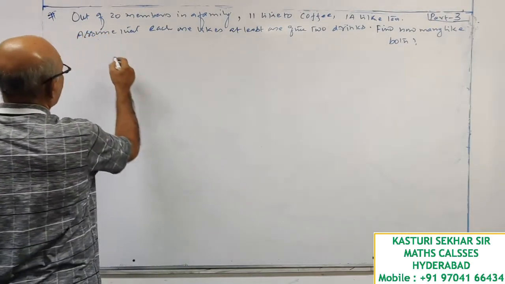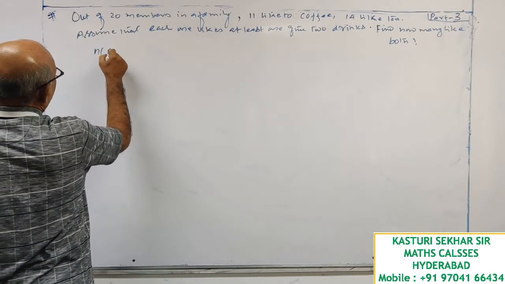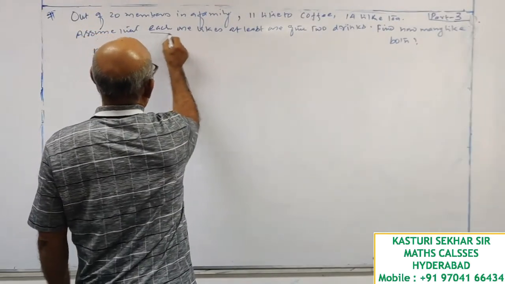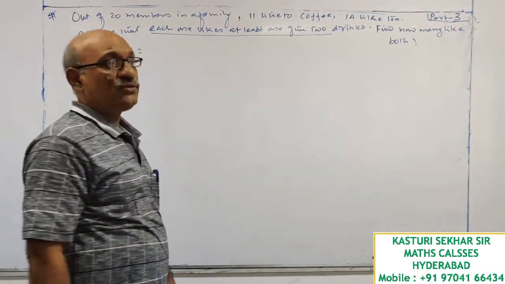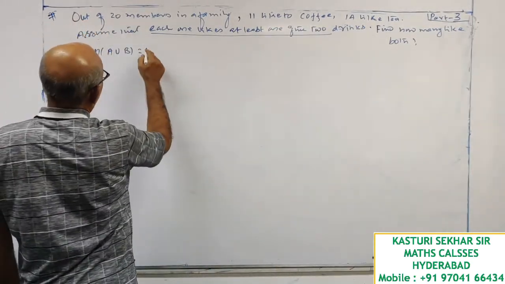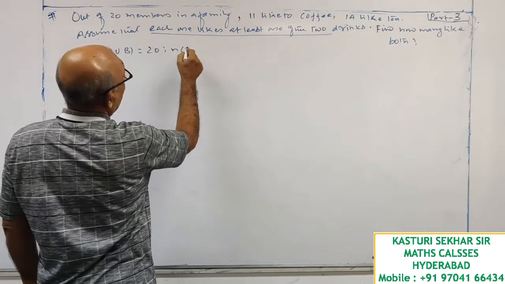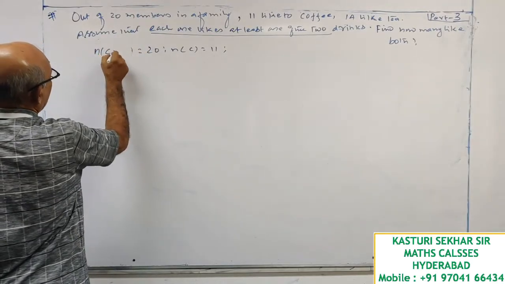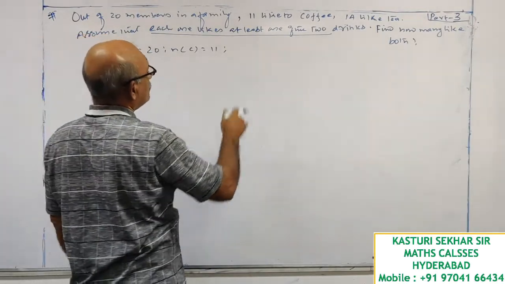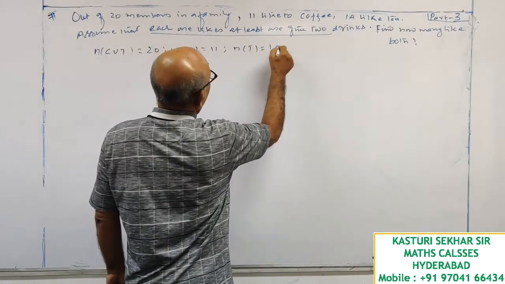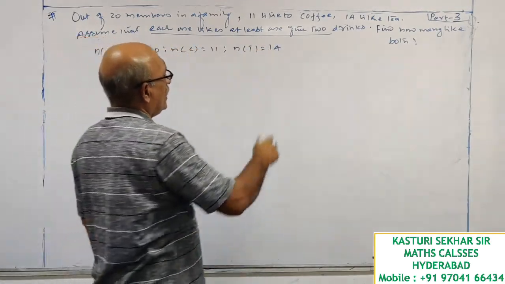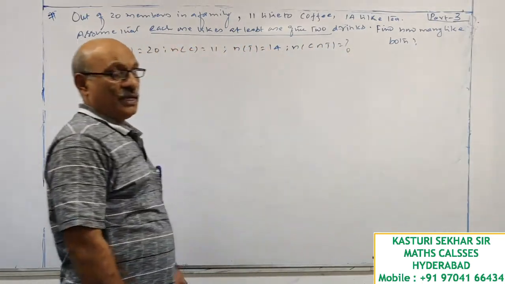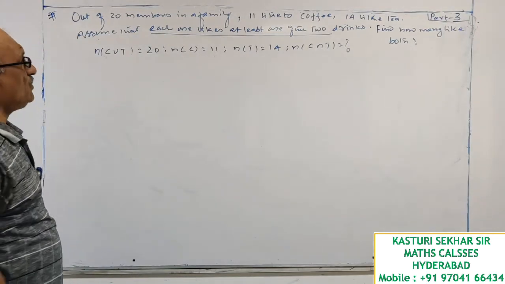Now sir, n of A union B is given in the question. Assume that each one likes at least one of the two drinks. So these 20 members are taken as A union B. N of coffee is 11, and n of T is equal to 14. What is required here? N of C intersection T is question mark.